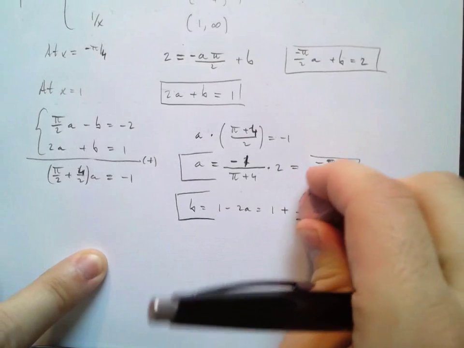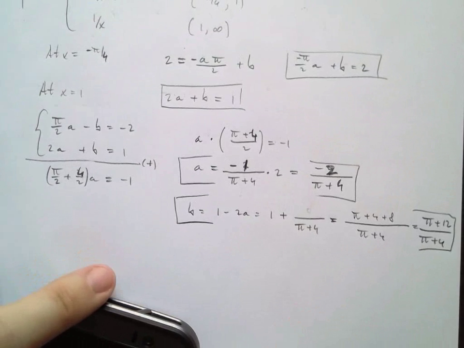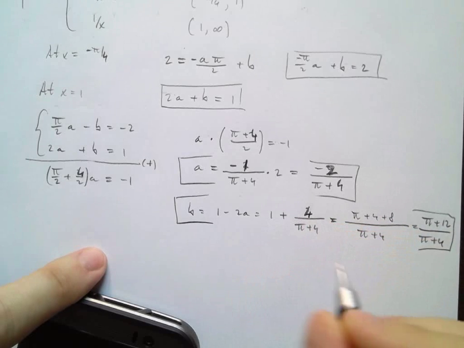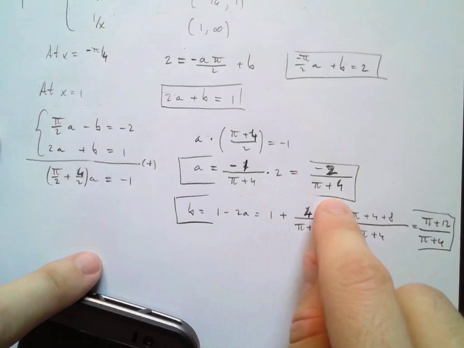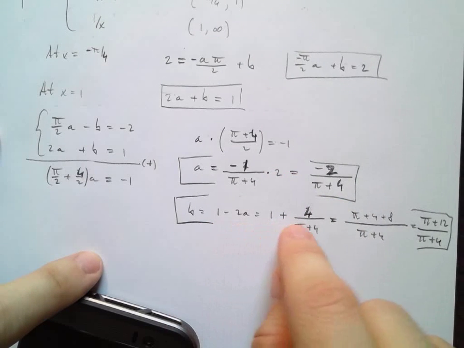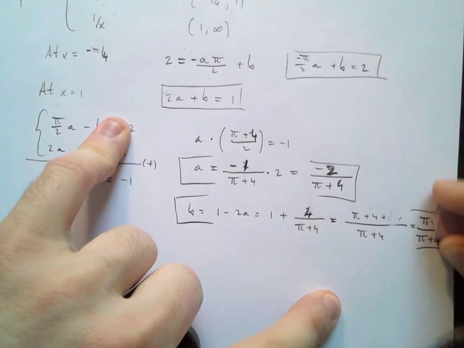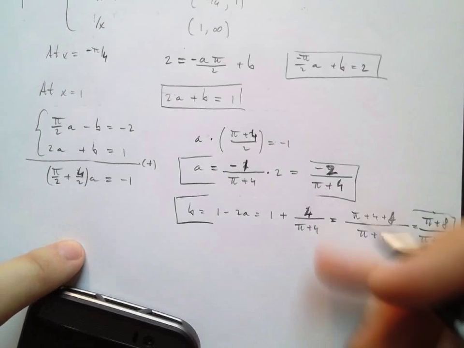So b is this now. Let me see. Yeah, a is minus 2 over pi plus 4. b is 1 minus 2a, so it's 1 plus 4 over pi plus 4, which makes it pi plus 8 over pi plus 4. So let me just recap.